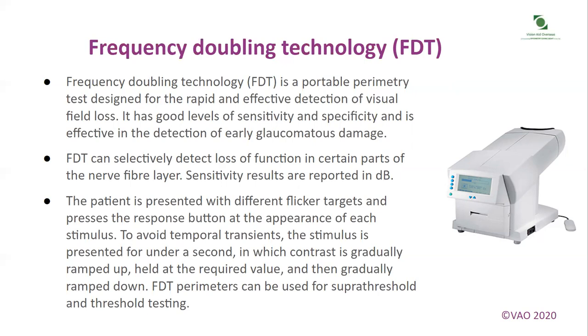The patient is presented with different flicker targets, and presses the response button at the appearance of each stimulus. To avoid temporal transients, the stimulus is presented for under a second, in which contrast is gradually ramped up, held at the required value, and then gradually ramped down. FDT perimeters can be used for suprathreshold and threshold testing.